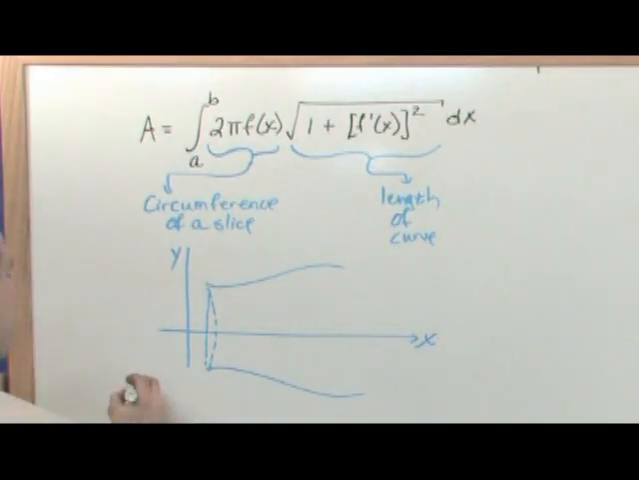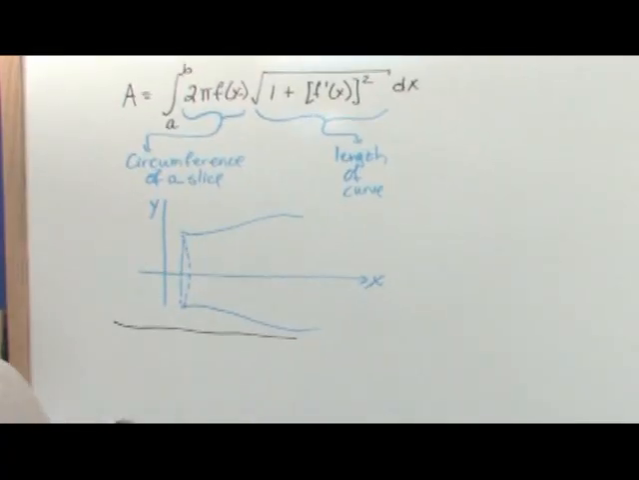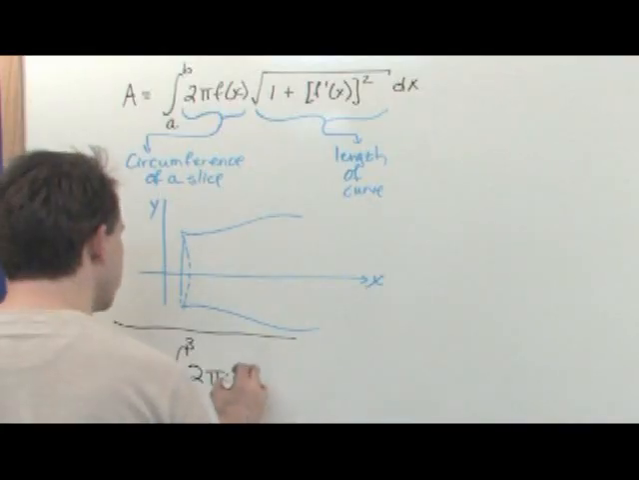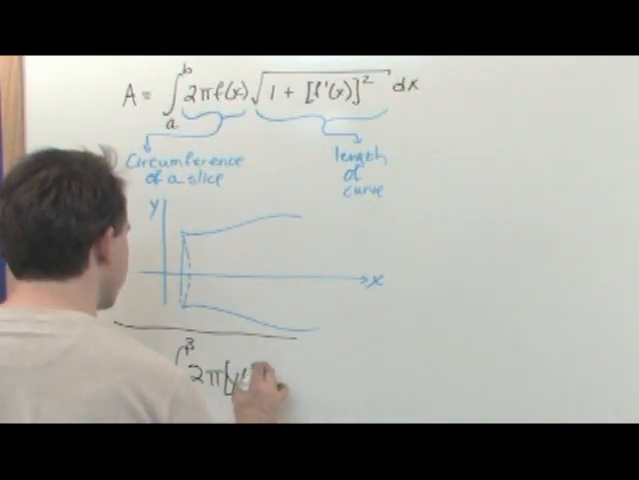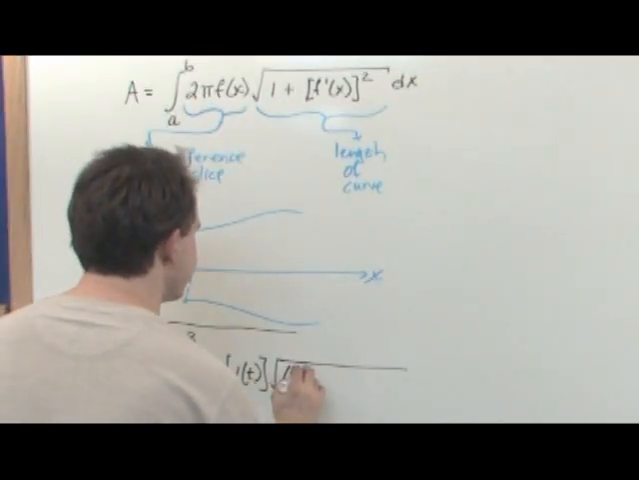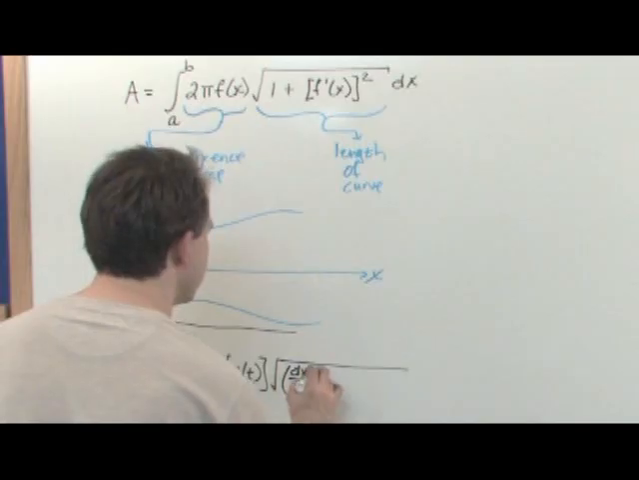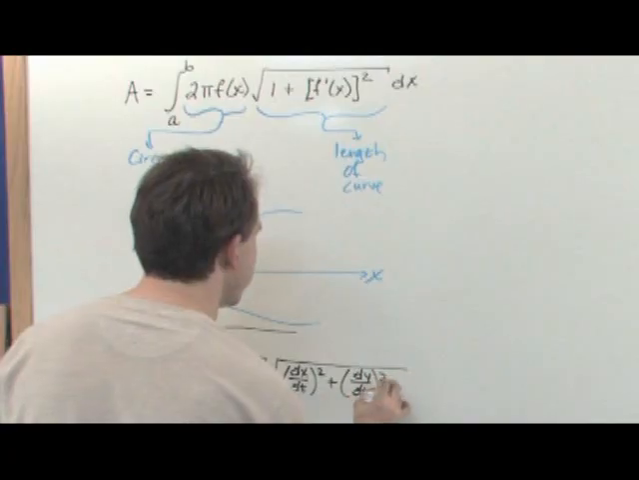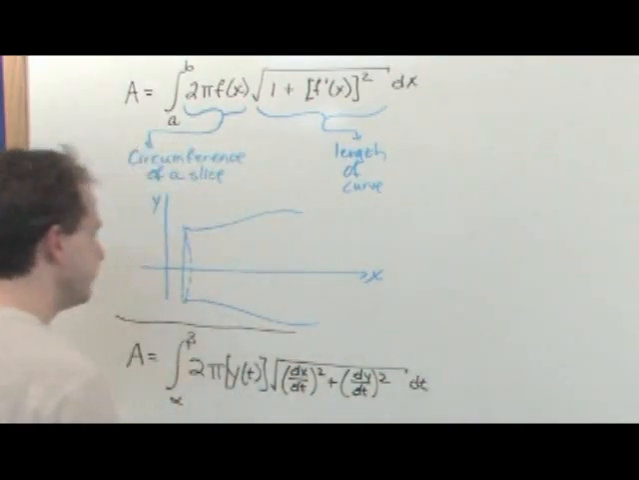okay? Now, I'm going to write down the corresponding version in parametric equations without any proof at all, and we're going to look at why we think it's true. The surface area of revolution in parametric equations is the integral from alpha to beta, just the integral over the limits. Let me write it down and we'll talk about it. 2 times pi times y, in this case y of t, just because we're talking about parametric, times the square root of dx dt squared plus dy dt squared, integrated over dt.